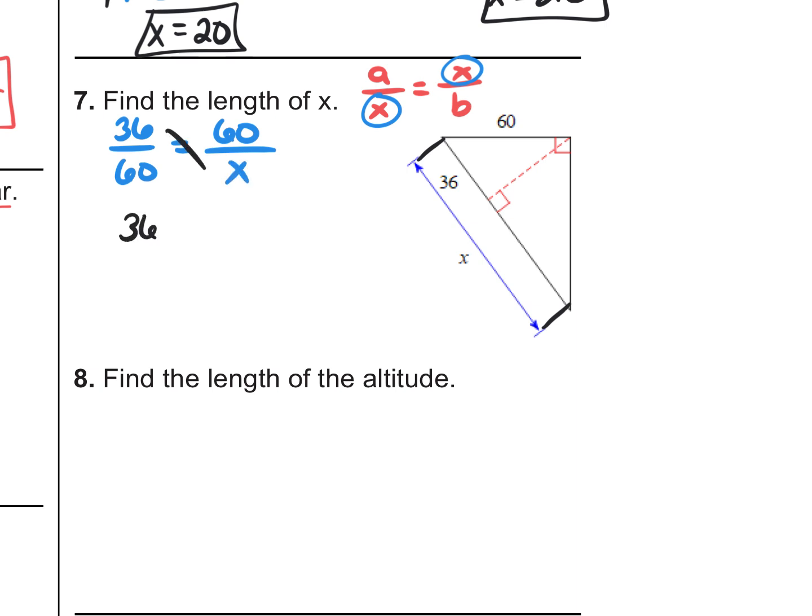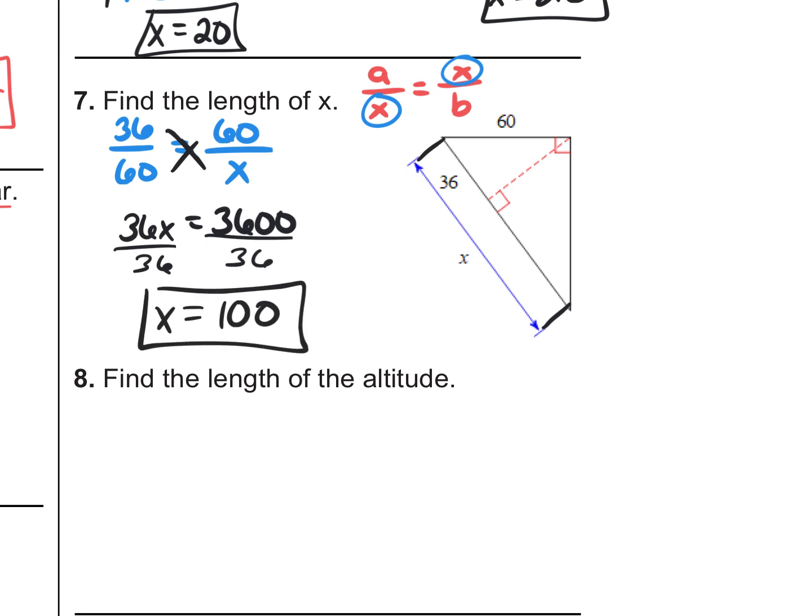So now cross multiply here. We get 36X equals 3,600. Last step. Yep. Divide by 36, X equals 100. Again, once you find something and you have another problem, what should you do? Put it in your picture. So I know this is 100.